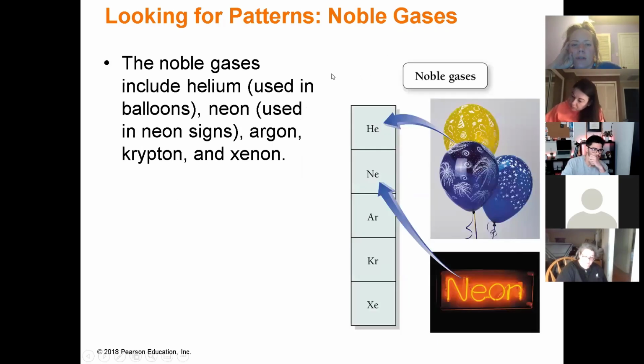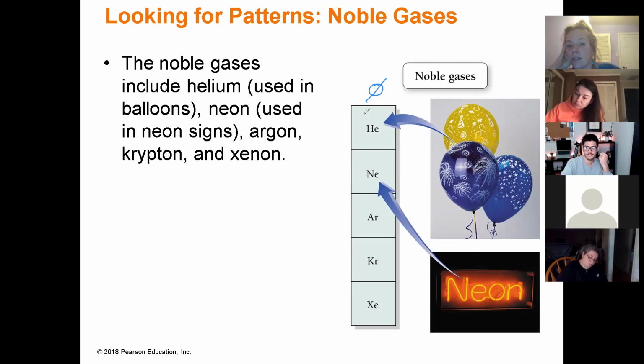And then what else do we have? We have our noble gases. Noble gases don't really like to bond because their outermost electron shell is full. There's not a lot of incentive for them to combine with anything else. So above this column, you can put a 0, or a 0 with a slash through it, just to indicate that they're not going to form a positive or a minus charge or anything.